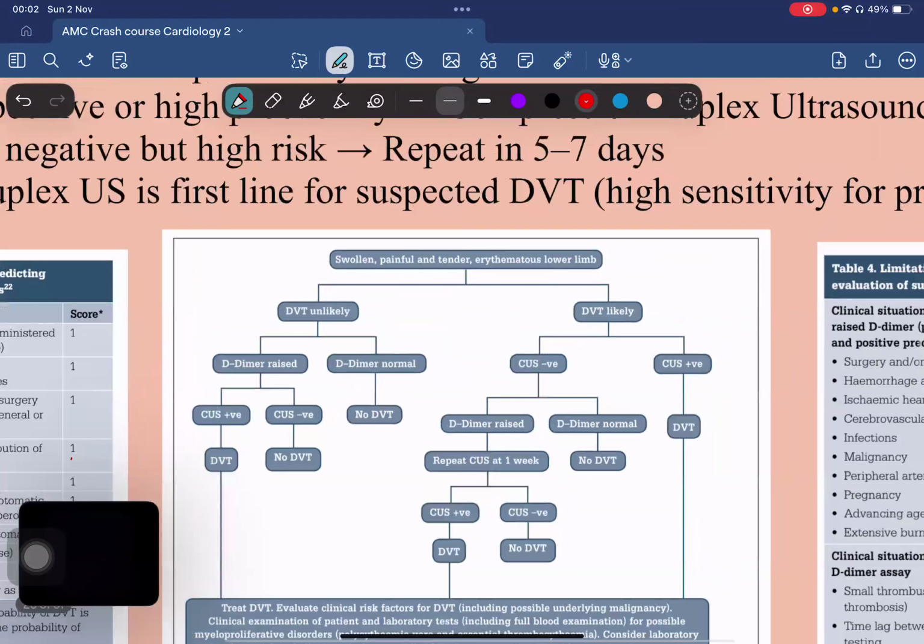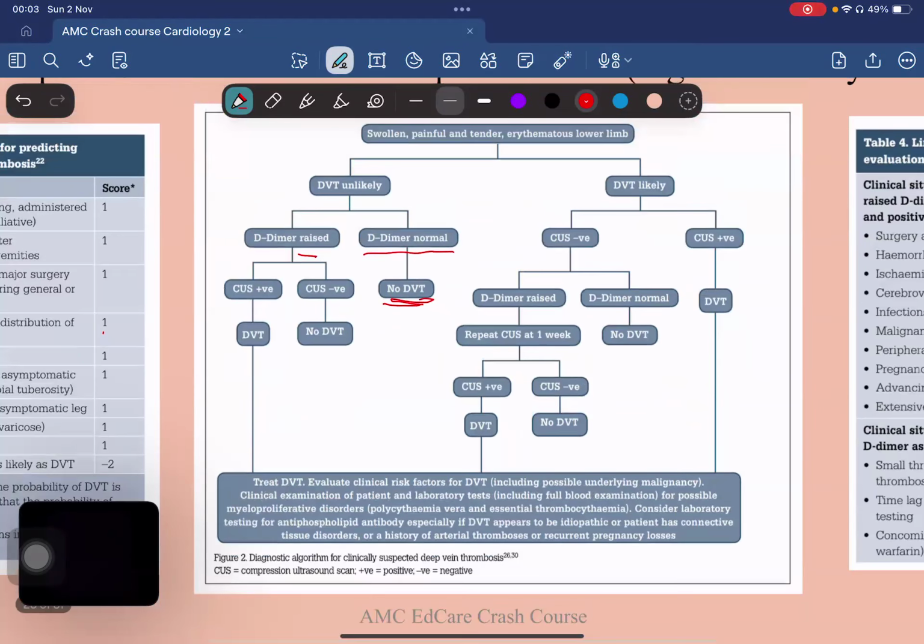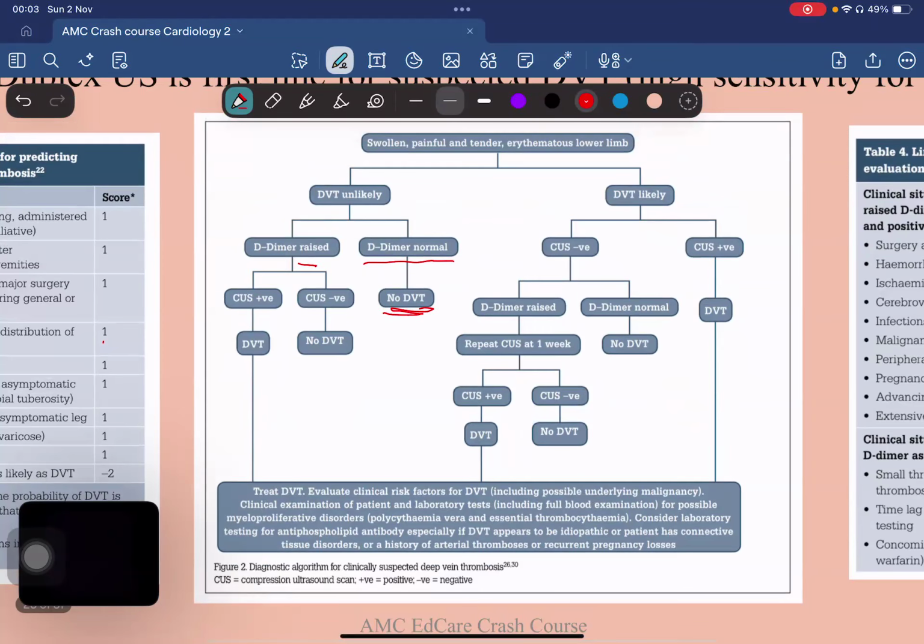DVT unlikely, we do the D-dimer test. And if the D-dimer is normal, we could safely say DVT is excluded without imaging. We don't have to go to imaging. But if the D-dimer is positive, if the D-dimer is raised, what we would have to do is go for an ultrasound. And this type of ultrasound is called a compression ultrasound scan. So we would do a compression duplex ultrasound. And that would be the next step if D-dimer is high.